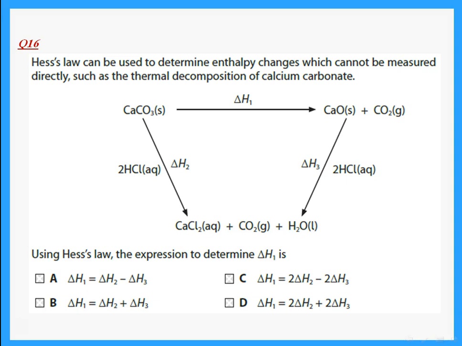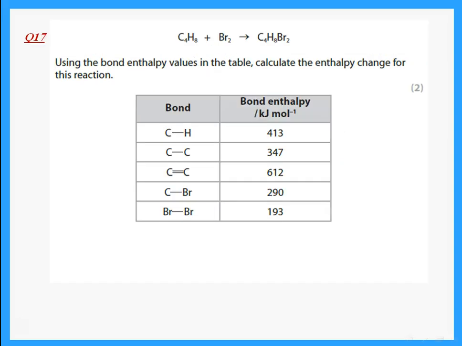Remember, you're trying to go from reactants to products in 2 pathways. So in this equation, how am I going to go? I'm going to go from the calcium carbonate to calcium oxide to calcium chloride. So that is delta H1 plus delta H3 is equal to delta H2. So that means that the delta H1 is the delta H2 minus the delta H3. Please follow the arrows. It will be much easier.